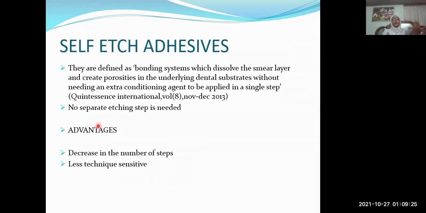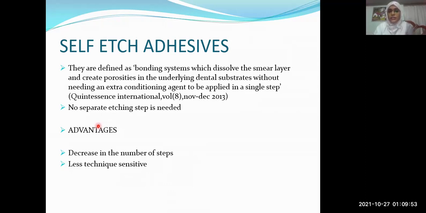Then came the sixth and seventh generation, where they introduced self-etch adhesives. These self-etch adhesives dissolve the smear layer and create porosities in the substrate without needing an extra conditioning agent, applied in a single step. So there is no step called etching and rinsing. That etch and rinse step has been minimized, and you have everything together.